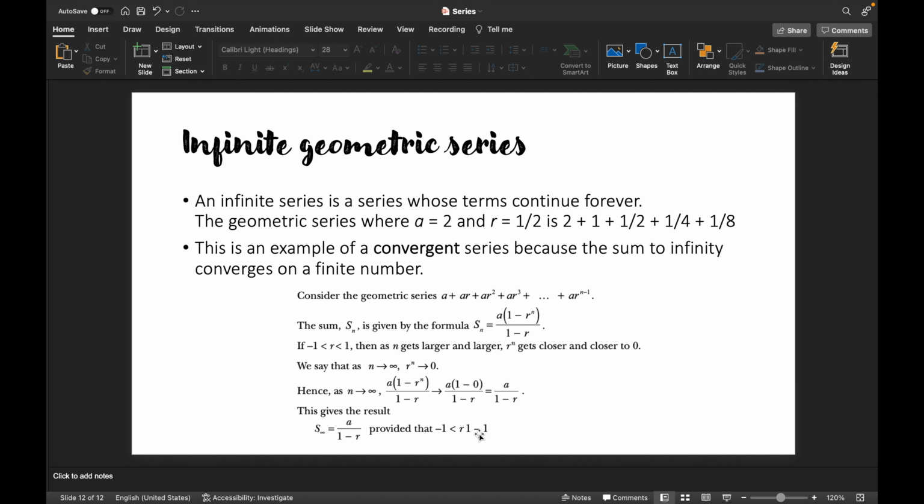Now you might be wondering why we can't find the sum of a divergent series. This is because, consider that now r is 2. It will get bigger and bigger and bigger. So you can't really find a number because it doesn't converge to a finite sum. It will keep getting bigger and bigger as you find the terms. And therefore, this only works for a convergent series, or in our case, when r is between -1 and 1.